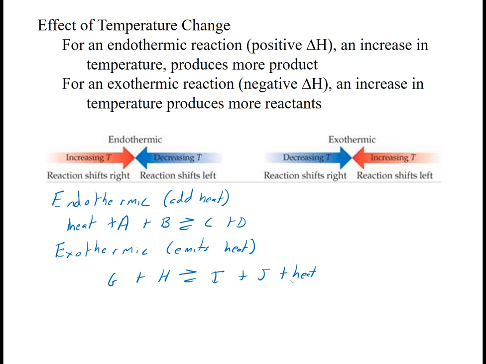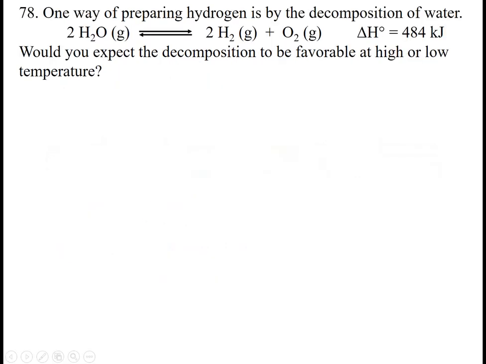And again, if I add heat to it, it's going to shift away, which means it's going to go towards the reactants. If I remove heat, then it shifts towards it, and therefore there will be more products. And so that's the way that I think about this. So now we're going to do a problem.